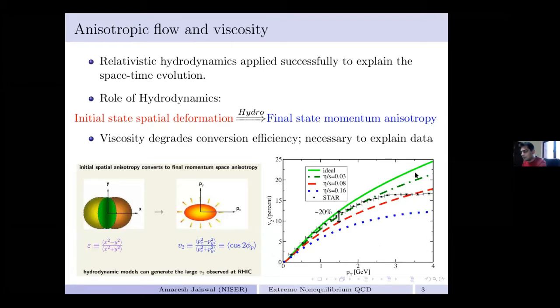On the right hand side, this is one of the earliest plots by Paul. Here it's demonstrated that if I plot v2 as a function of pT, then one needs viscosity to bring down this over-prediction of v2 from ideal hydrodynamics. Viscosity is needed to degrade the conversion efficiency of initial state eccentricity to final state anisotropy of momenta, and that is required to explain the data. Good. So these were the earliest motivations of using hydro for heavy ion collisions.